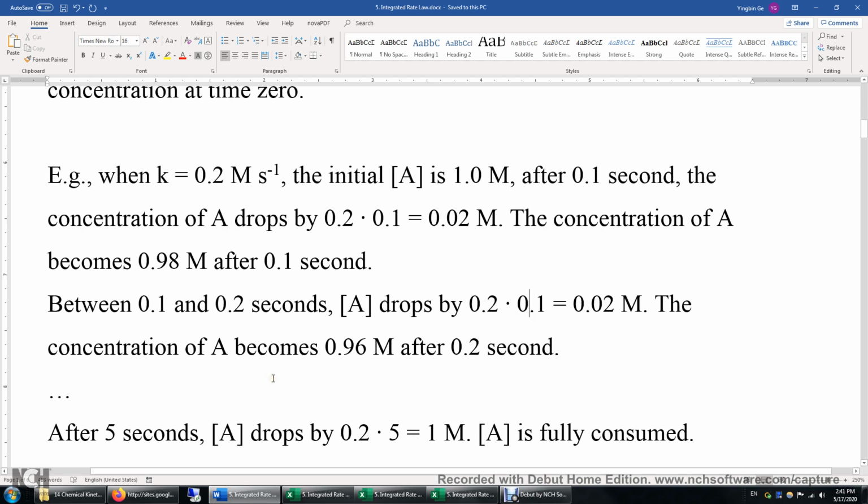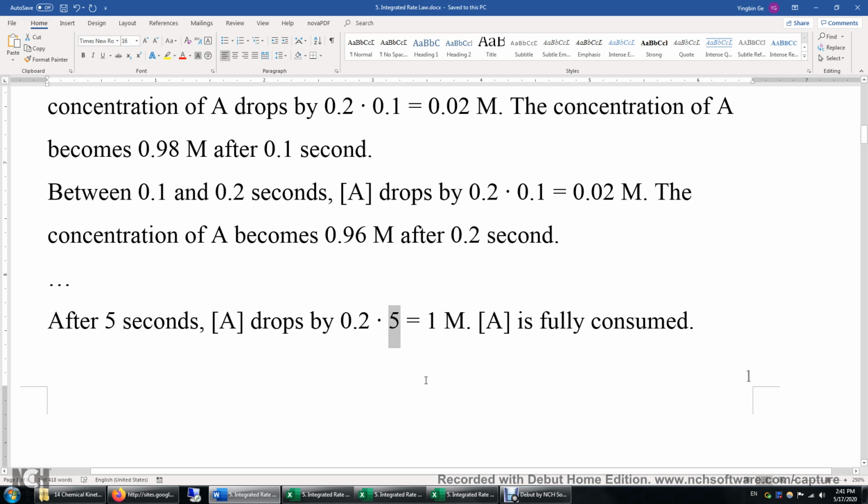After 5 seconds, A drops by 0.2, that's the reaction rate constant in molar per second, in 5 seconds over here, so A drops by 1 molar. We say A is fully consumed. Now we have a zero concentration of A after 5 seconds.